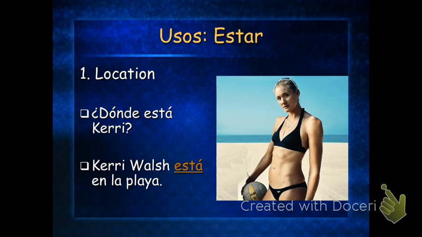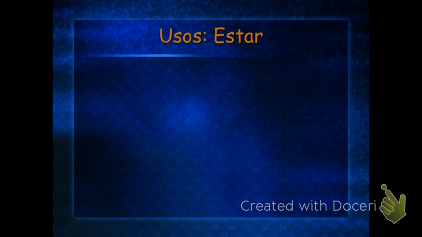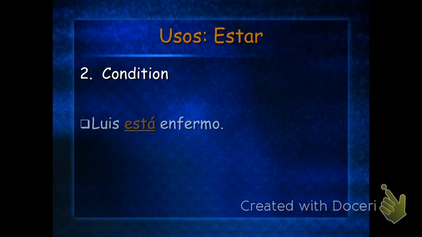There is another little teeny tiny word here that with a place tells us we're talking about location and not about origin. What's the little teeny tiny word that's important here? What's the little word that tells us that she's in the beach? En. So en with a place is going to indicate location and estar. De with a place is going to indicate origin and ser, our previous slide. And our last use of estar is condition.